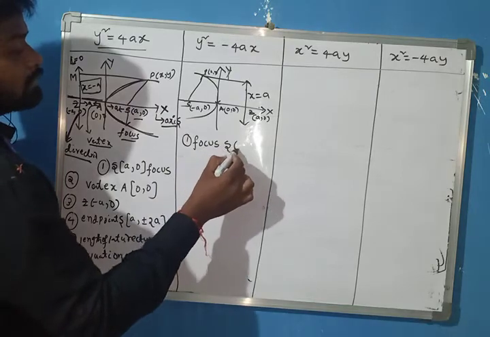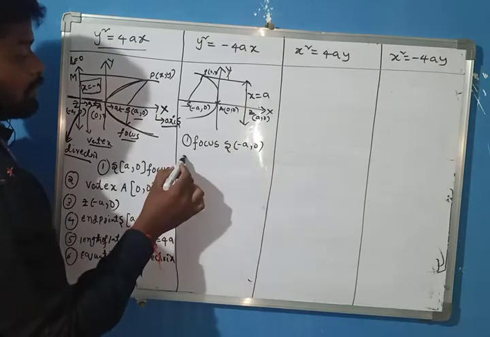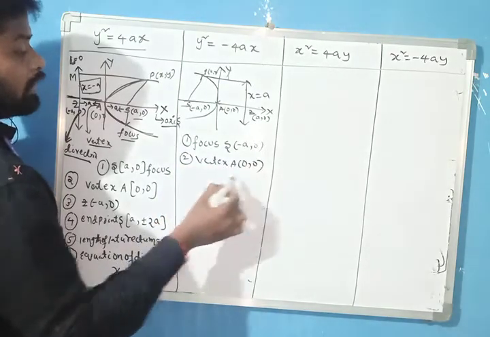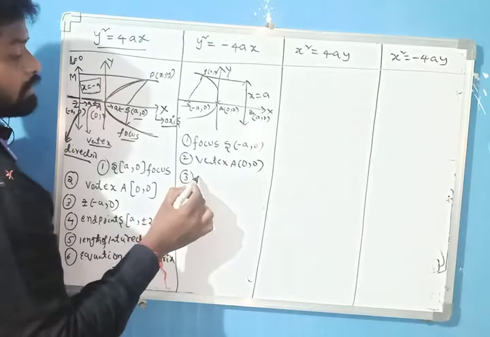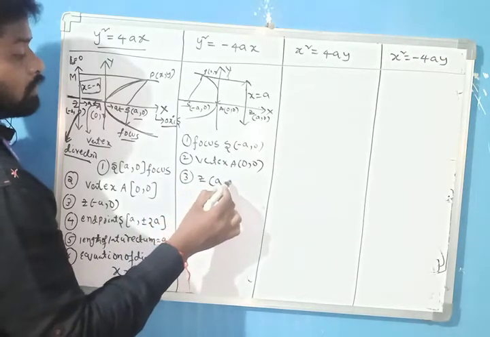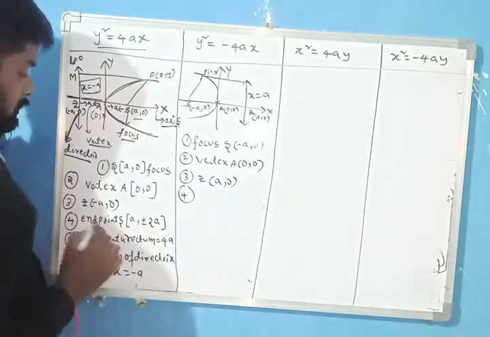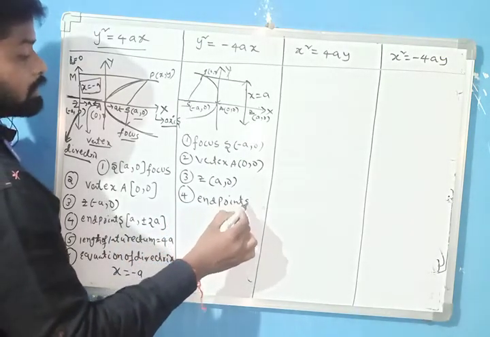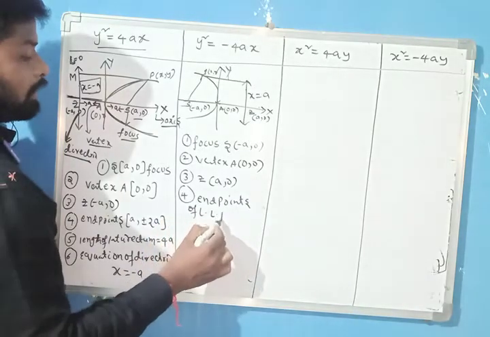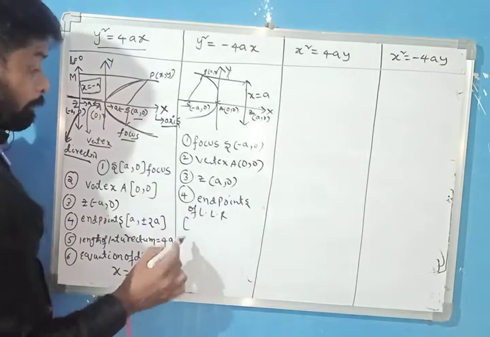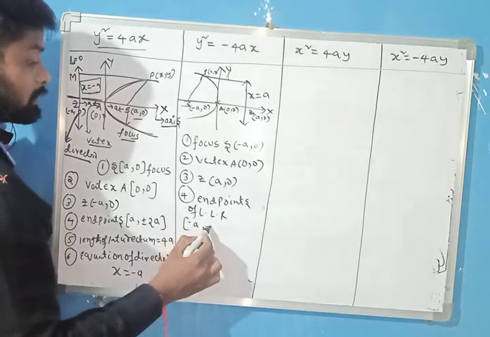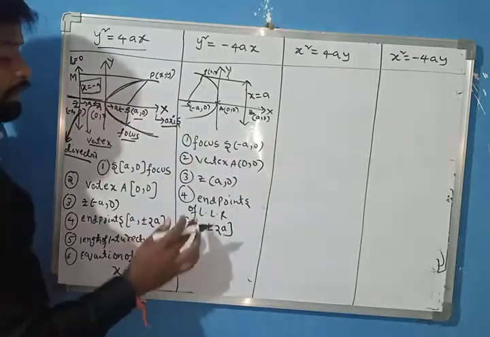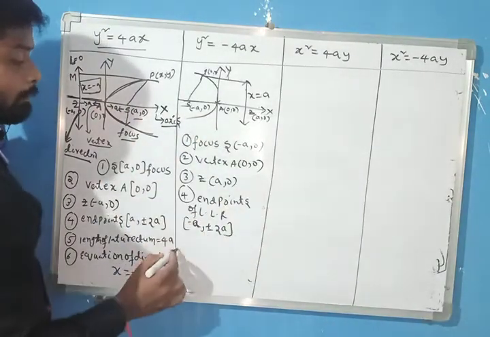Focus S is (minus a, 0). Second, vertex A is (0, 0). Next, Z is (a, 0). Fourth, endpoints of latus rectum: it is the same formula, but on the negative side it is (minus a, plus or minus 2a). Here (a, plus or minus 2a); on the negative side of the x-axis, (minus a, plus or minus 2a).